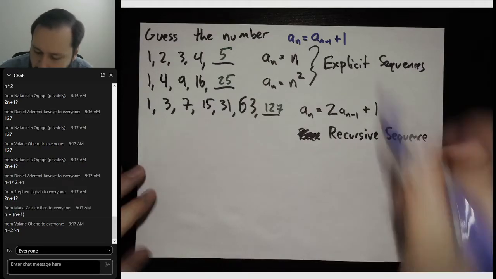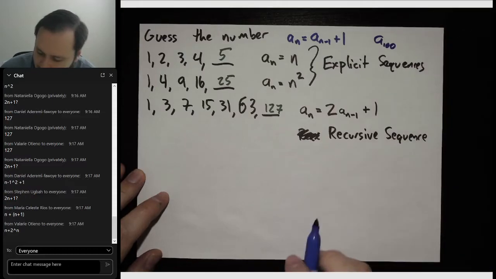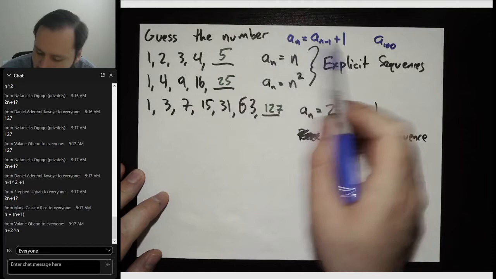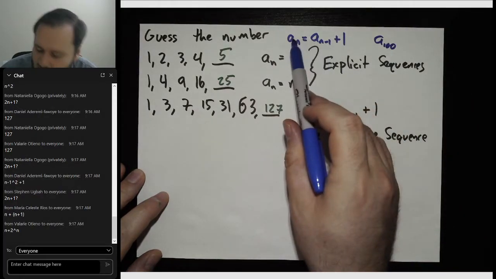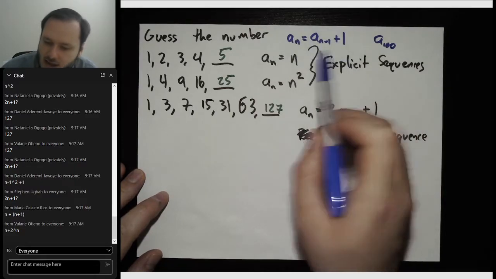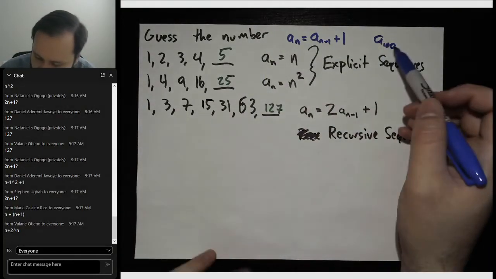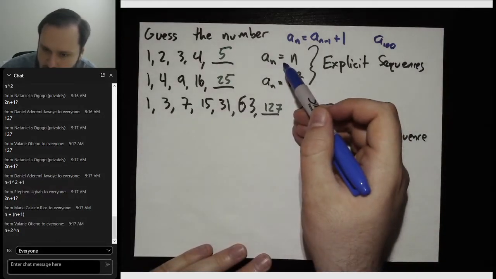Because if I want to know what a sub 100 is, if I'm using a recursive sequence, a sub 100 is 1 plus a sub 99. And a sub 99 is 1 plus a sub 98. And a sub 98 is 1 plus a sub 97. And I got to figure out every number all the way up to 100 in order to figure out what a sub 100 is. But what is a sub 100?